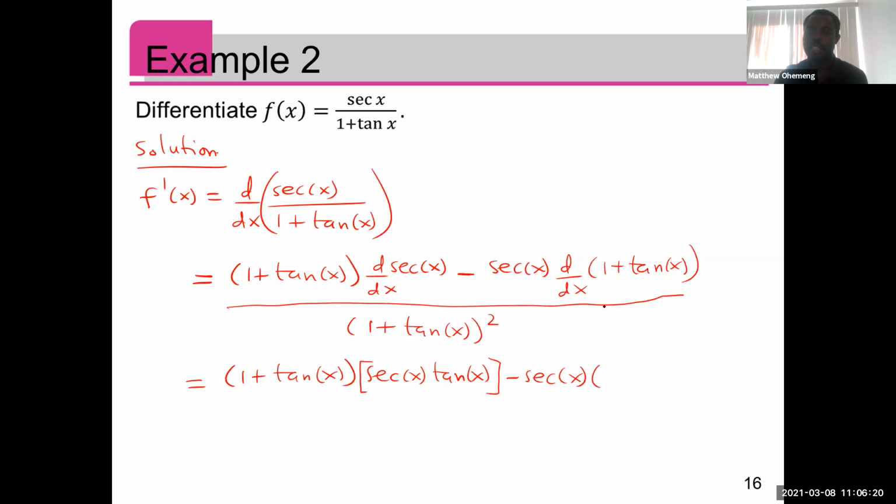And the derivative of tangent, does anyone remember what the derivative of tangent x is? Anybody? So you see, if you don't know this, then you'll be stuck here. If you don't know what the derivative of tangent is, then you'll be stuck. As I always say, it's very, very important.